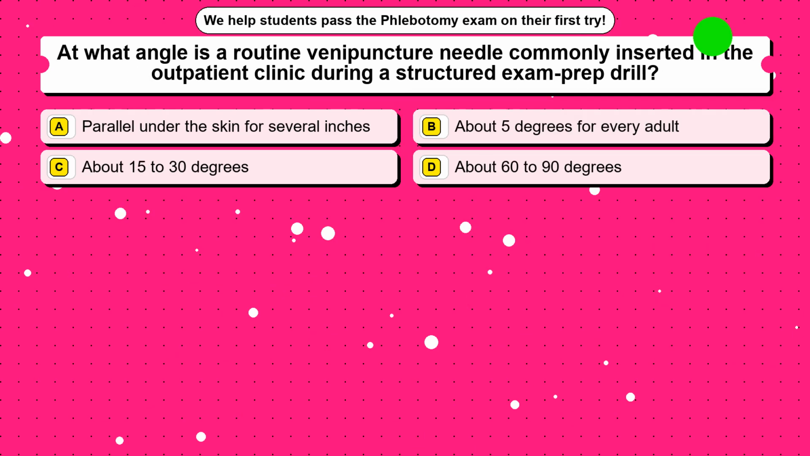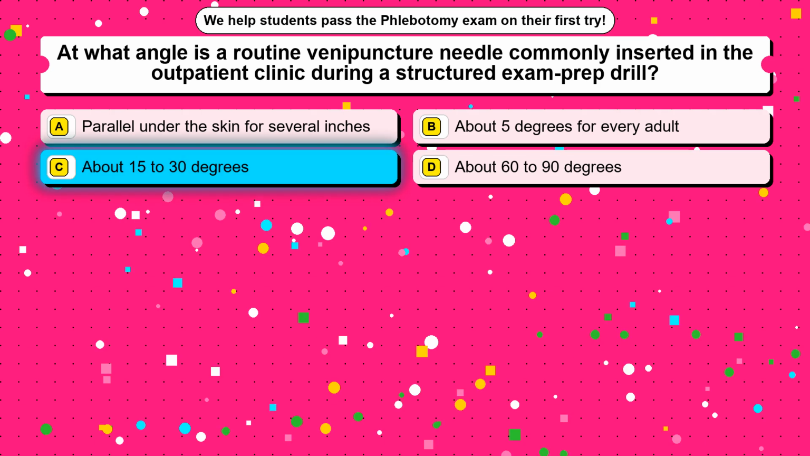Question 28. At what angle is a routine venipuncture needle commonly inserted in the outpatient clinic during a structured exam prep drill? Option A. Parallel under the skin for several inches. Option B. About 5 degrees for every adult. Option C. About 15 to 30 degrees. Option D. About 60 to 90 degrees. The correct answer is option C.